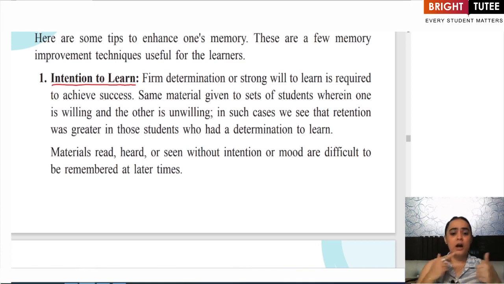So those who have the determination to learn, who have the desire to learn, will be able to learn better, quicker, and will have longer retention. And those who do not have the willingness or the intention to learn will not be able to learn anything, no matter how good the situation be. And even if they do, the retention power of the same is going to be very, very less.